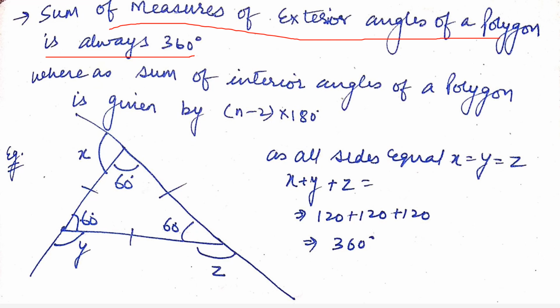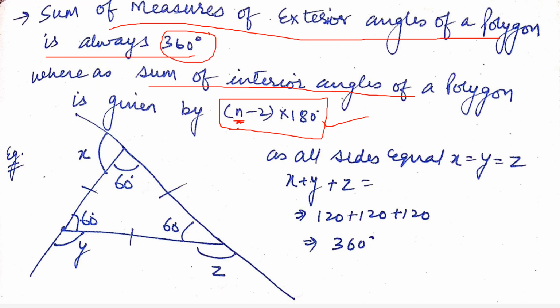But it is not so for interior angles. For interior angles, we have already studied that the sum of interior angles is given by a formula known as (n minus 2) into 180. It is not fixed. It is changing with the number of sides. But the sum of exterior angles is not changing at all. Kindly understand this difference between interior and exterior sums. Now, let's understand this with another example.